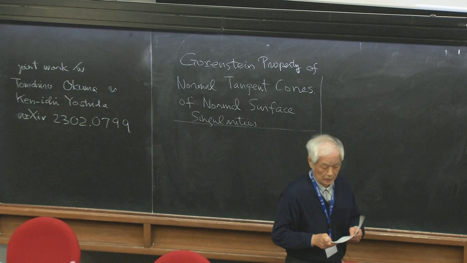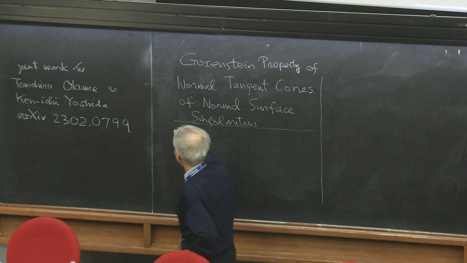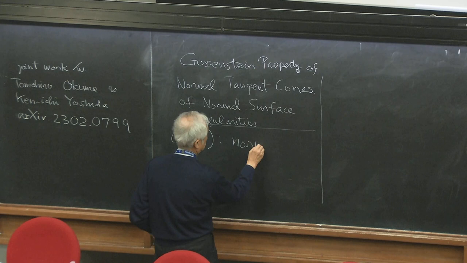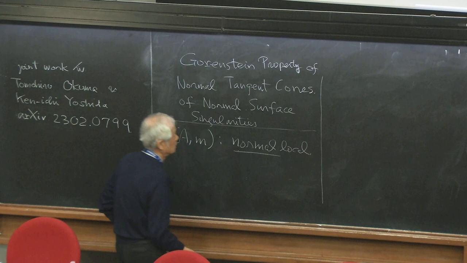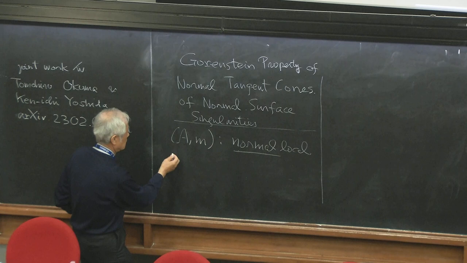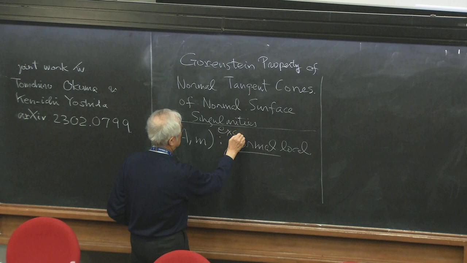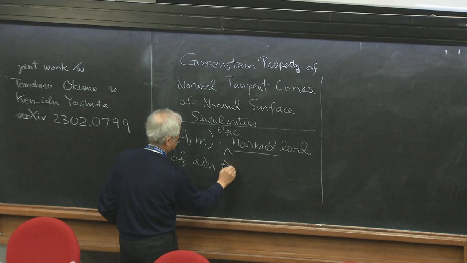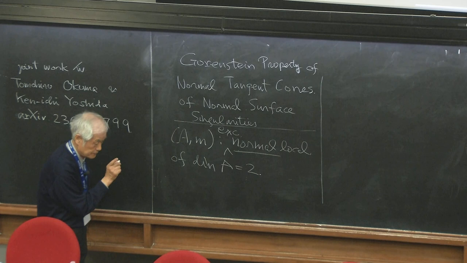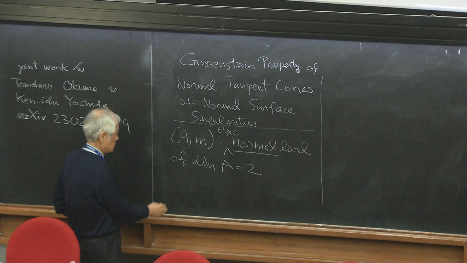Let A be normal, which is very important, and we assume maybe excellent, of dimension 2. I'll explain why this is dimension 2.